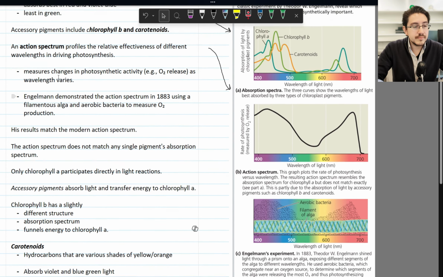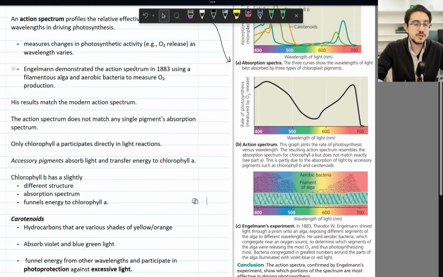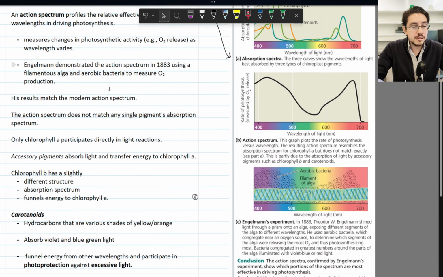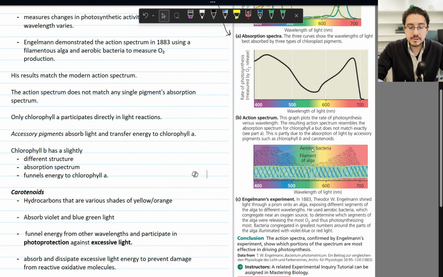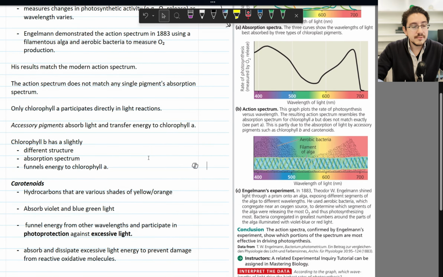Engelmann, a scientist who demonstrated this action spectrum, used filamentous algae and aerobic bacteria to measure oxygen production, right? His results match modern-day action spectra experiments on how these wavelengths are absorbed and the amount of products being made. And you see how there are a lot more aerobic bacteria present at these particular wavelengths.